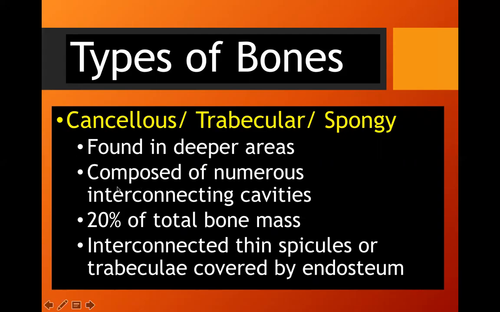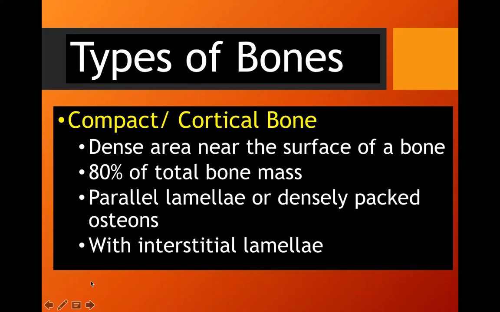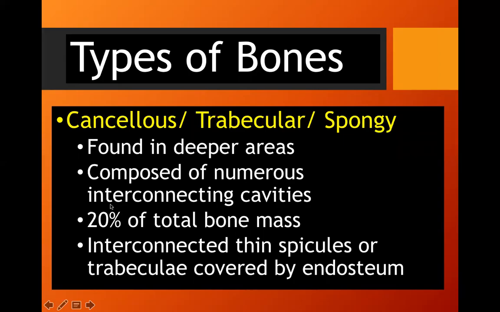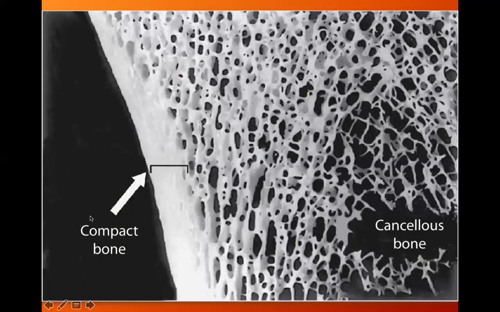They are composed of numerous interconnecting cavities that, in contrast to your compact bone or cortical bone, which is 80%, your spongy bone will only comprise 20% of the total bone mass. This is a good illustration of how your compact bone, that is your cortical bone, compares to the 20% of the cancellous, trabecular, or spongy bone. That cancellous bone is in combination with the bone marrow. The bone marrow is where all the bloodlines originate.